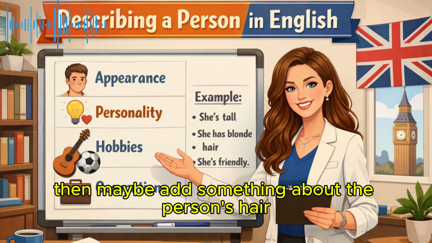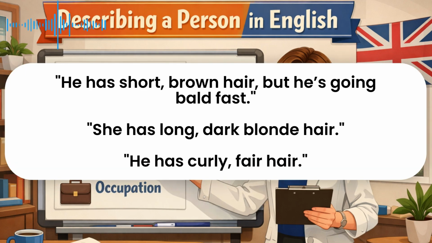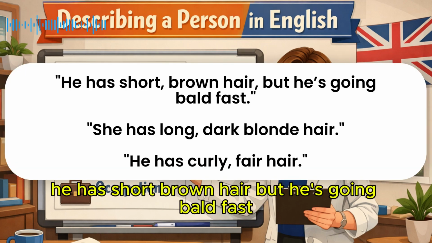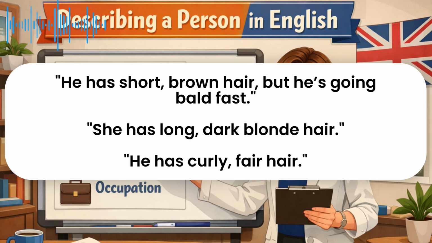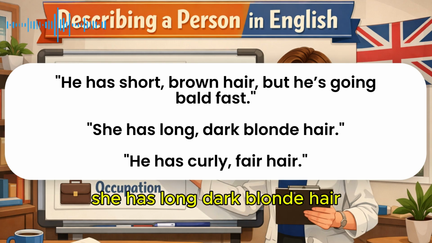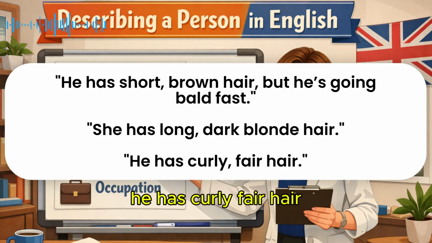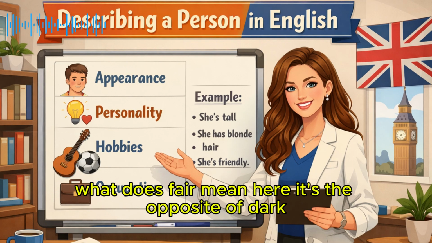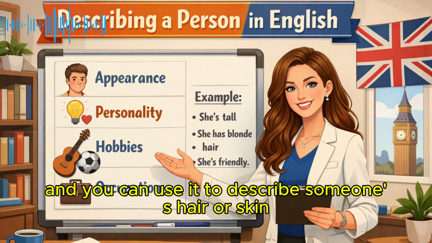Then, maybe add something about the person's hair. He has short, brown hair, but he's going bald fast. She has long, dark blonde hair. He has curly, fair hair. What does fair mean here? It's the opposite of dark, and you can use it to describe someone's hair or skin.